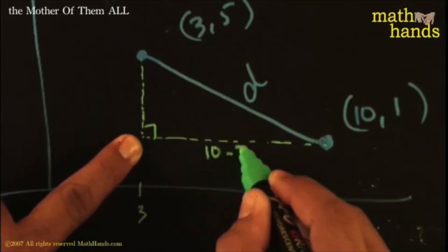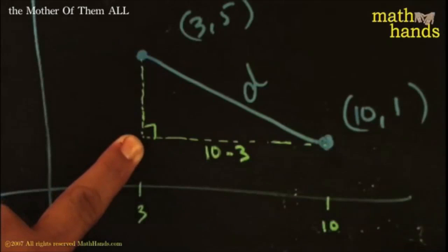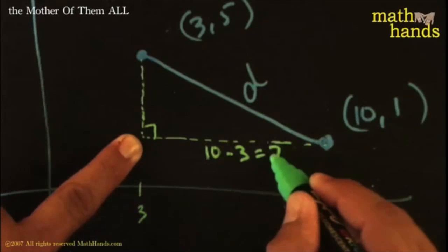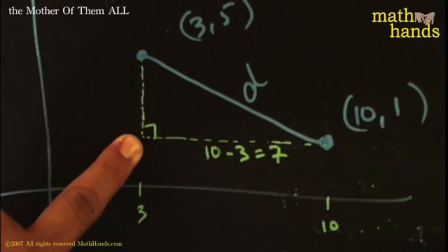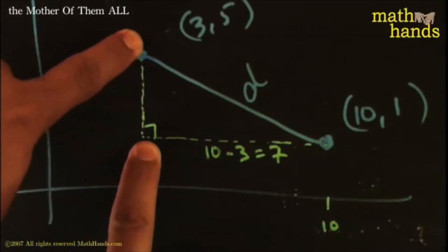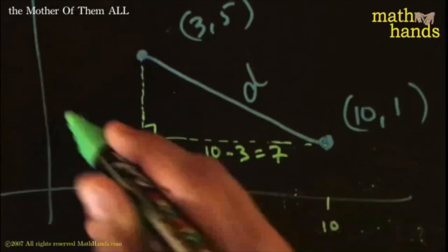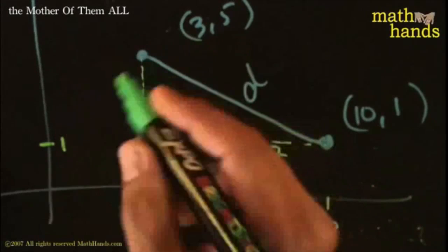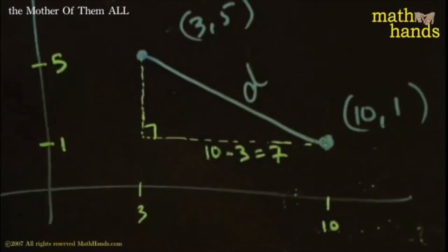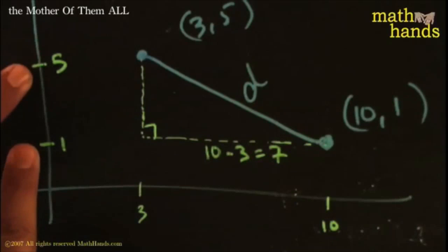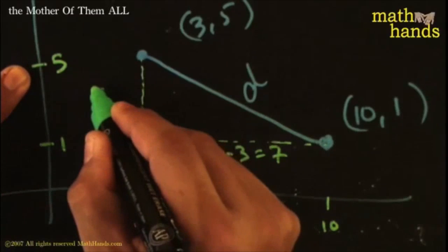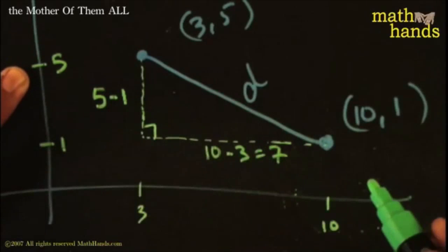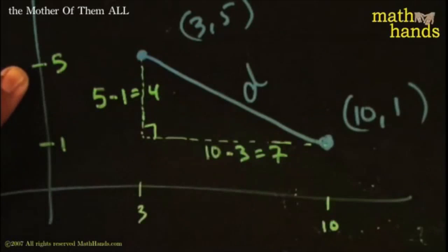So I'll just write 10 minus 3, or I could write 7. It doesn't matter, same thing. And then to find out this distance, you will look at the y-coordinates. This y is equal to 1, and this y over here is equal to 5. So how do you figure out the distance between 5 and 1? Well, you would do 5 minus 1, or you could write 4, whatever.